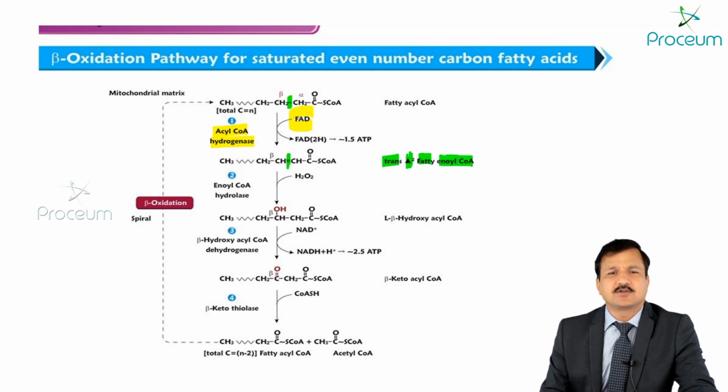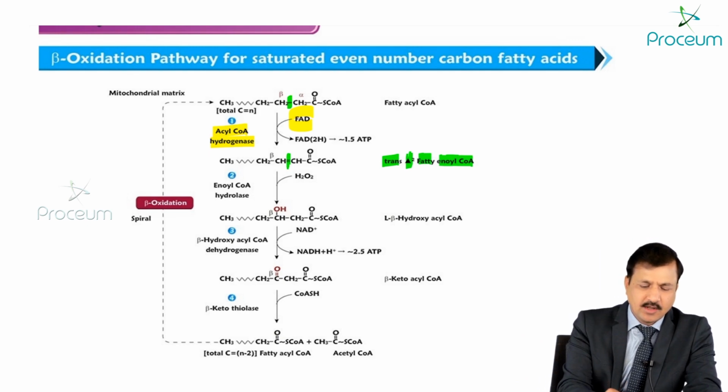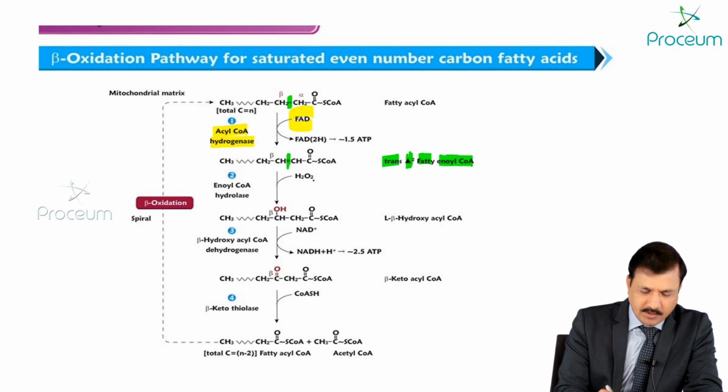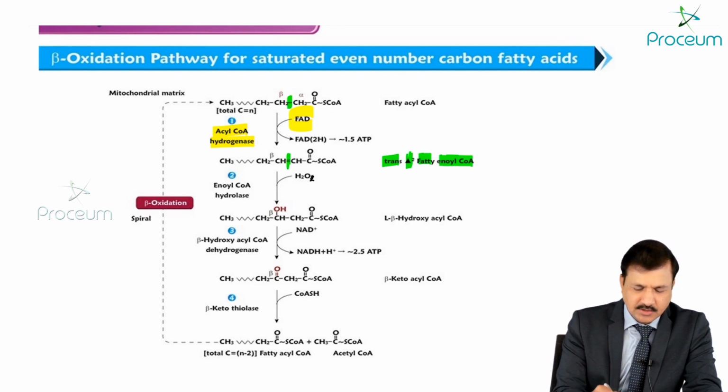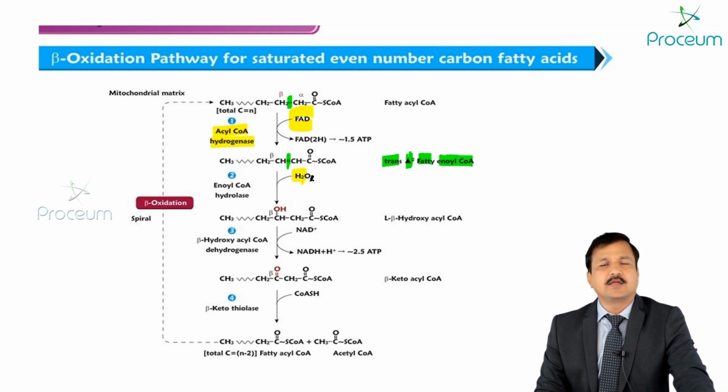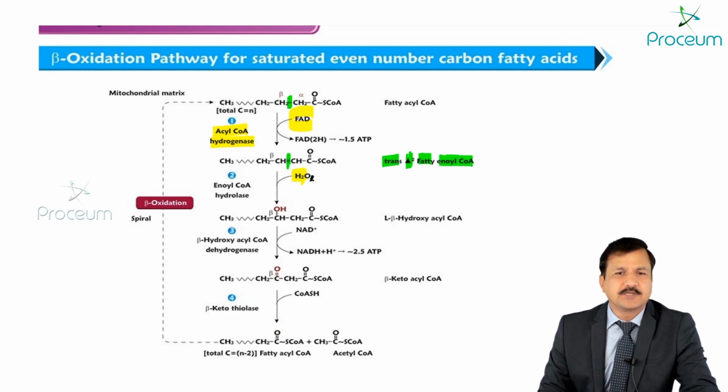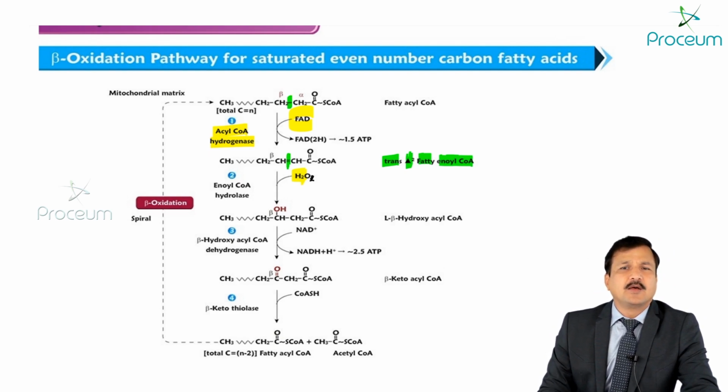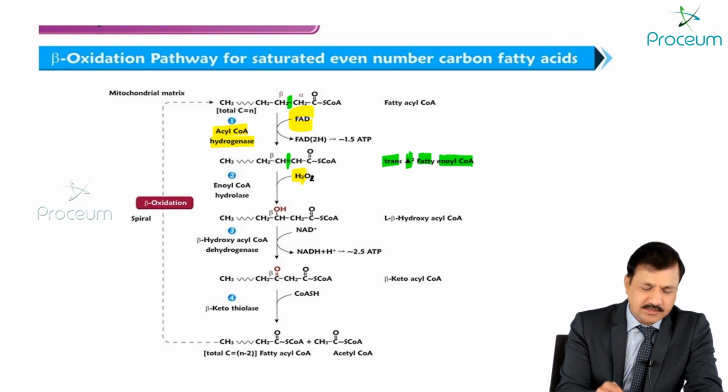Now this trans delta 2 fatty enoyl CoA will undergo a hydration reaction, so a water molecule is added. It is catalyzed by enoyl CoA hydratase. The water molecule is added, meaning a hydroxyl group is added over the beta carbon. That's where the beta oxidation starts now.